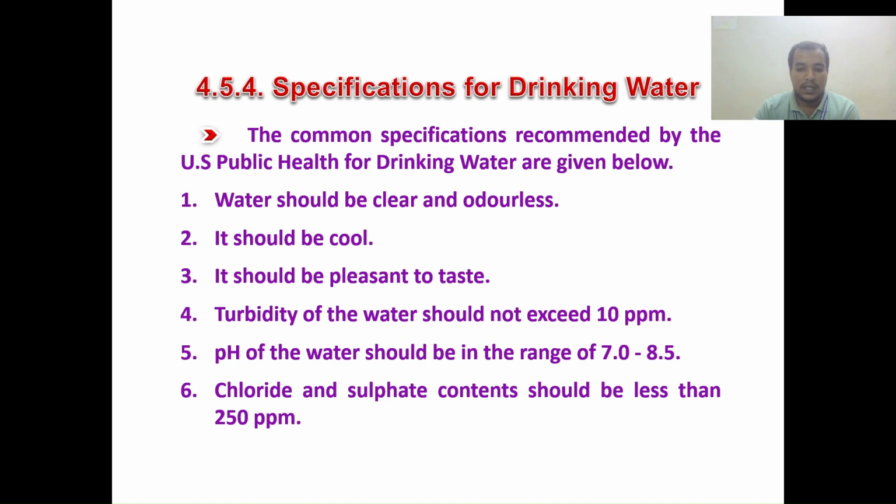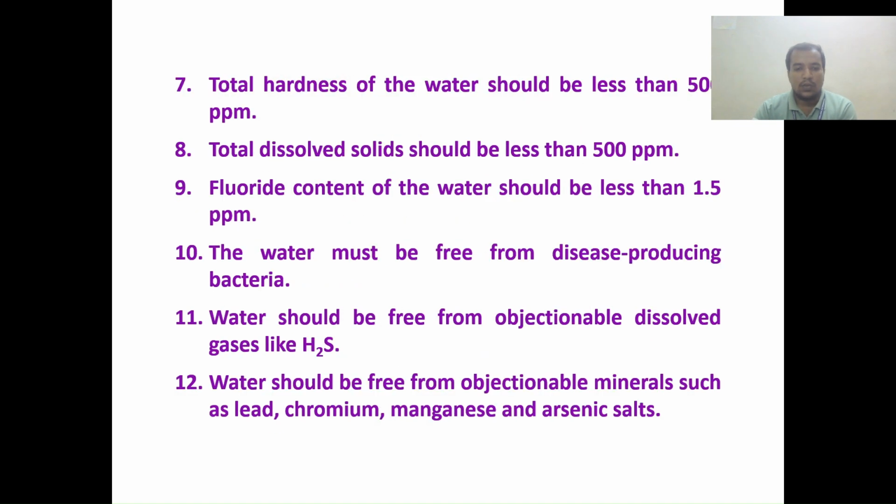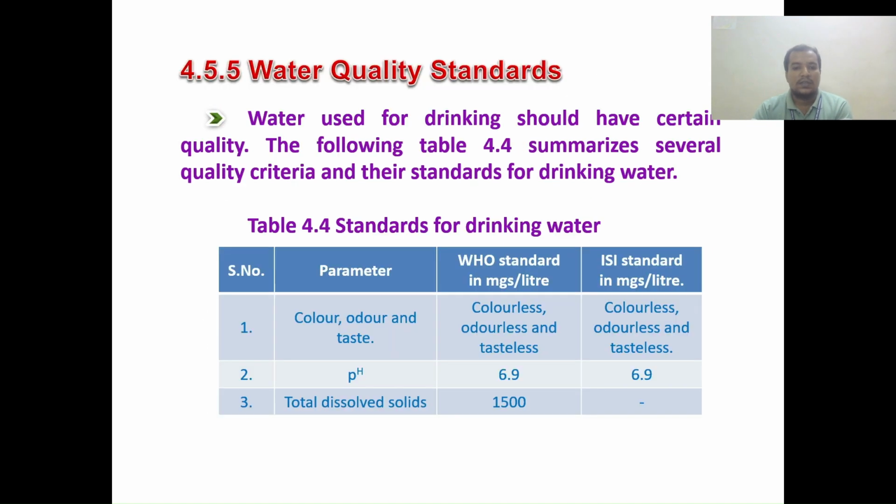Chloride and sulfate content should be less than 250 parts per million, and total hardness of water should be less than 500 parts per million. The total dissolved solids should be less than 500 parts per million, and the fluoride content should be less than 1.5 parts per million. The water must be free from disease-producing bacteria and from objectionable dissolved gases like H2S. Water should also be free from objectionable minerals such as lead, chromium, manganese, and arsenic salts.